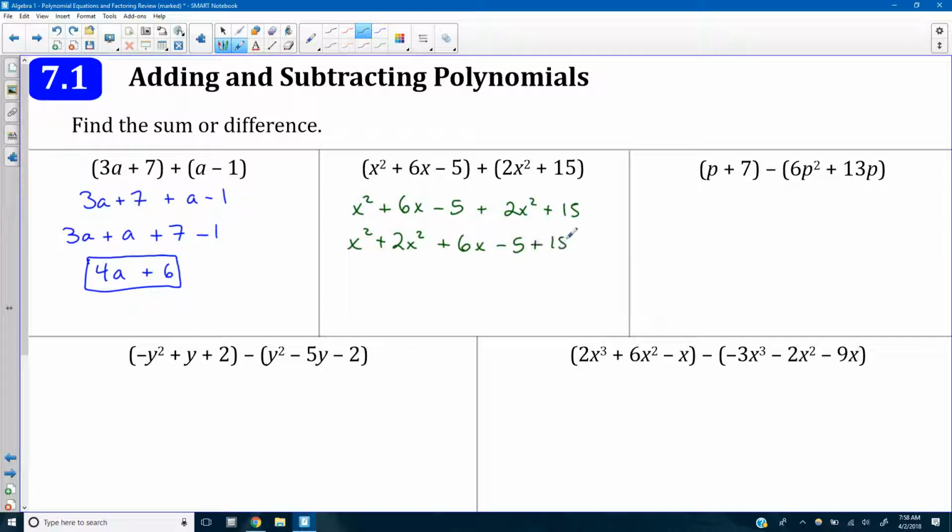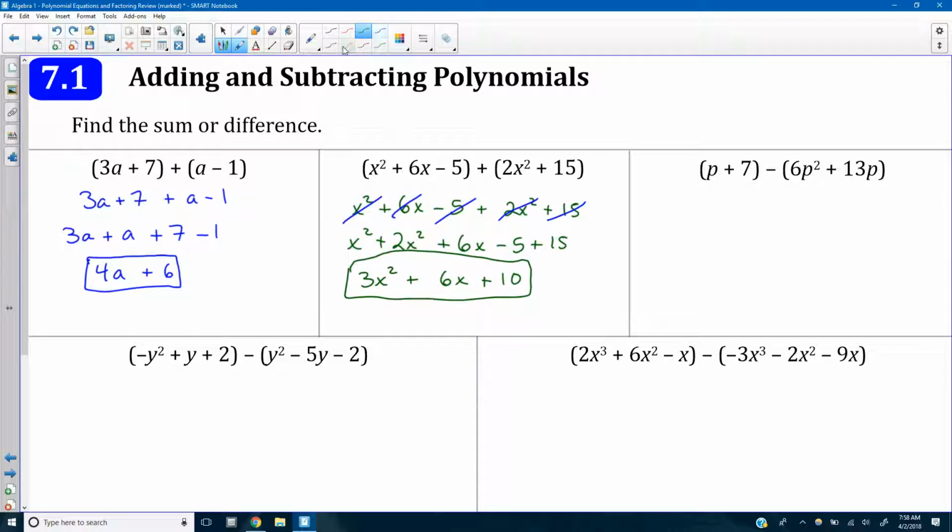Okay, what am I doing now? I'm reordering these again. There's the x squared and the 2x squared, then the 6x, and then the negative 5 and the 15 in standard form. You know what also would be nice for you to do? Cross these out as you go. Hey, there's the 2x squared. I took care of that. There's the 6x. There's the negative 5. There's the 15. So now you know exactly that you took care of all that you needed to. That's a 3x squared. That's a 6x. And that's a 10. Negative 5 plus 15 is 10. And that is your answer.